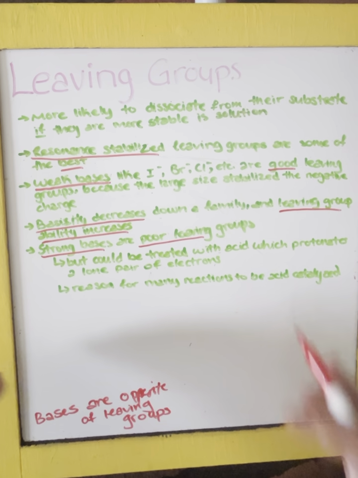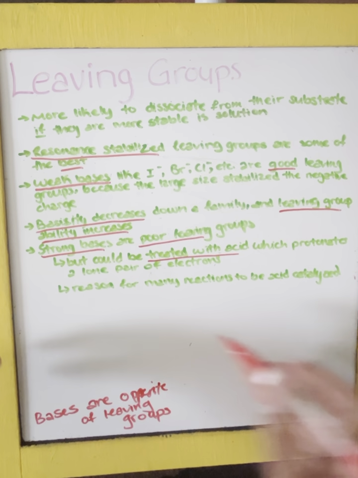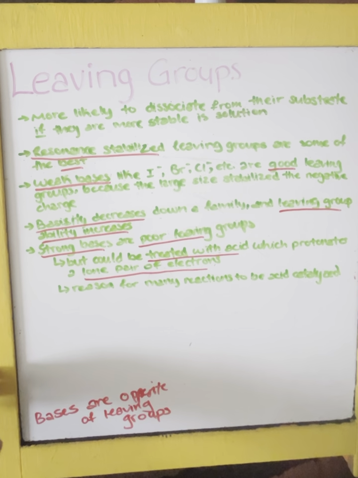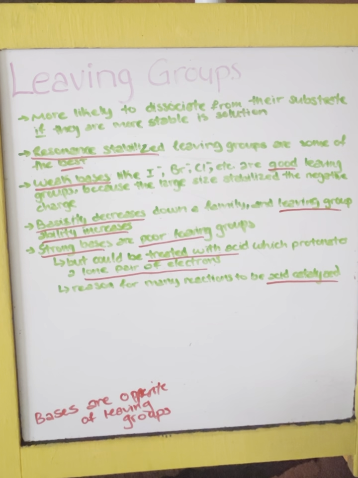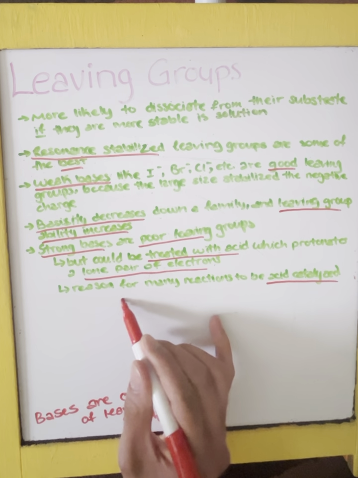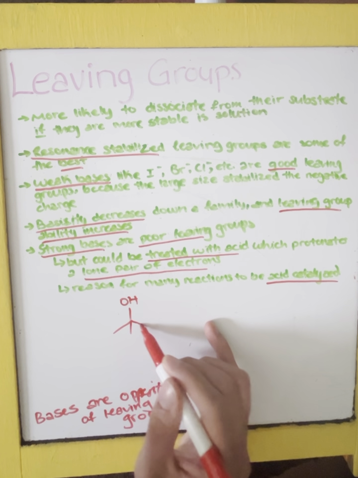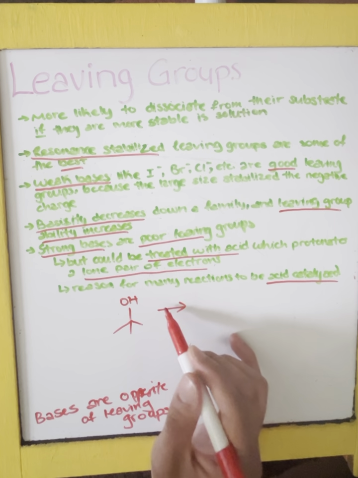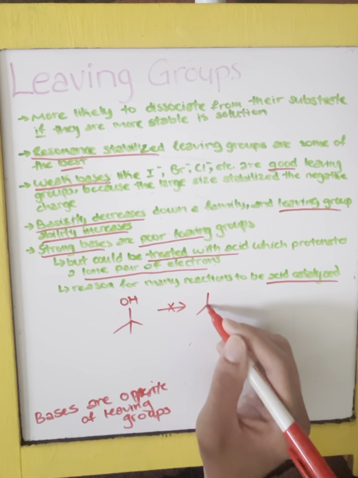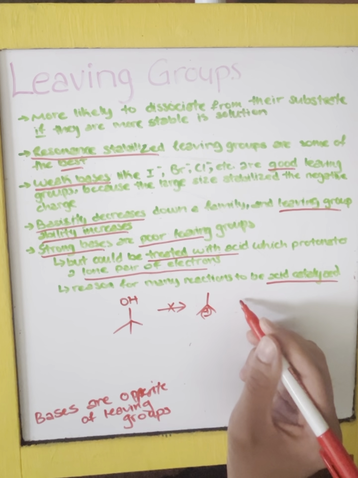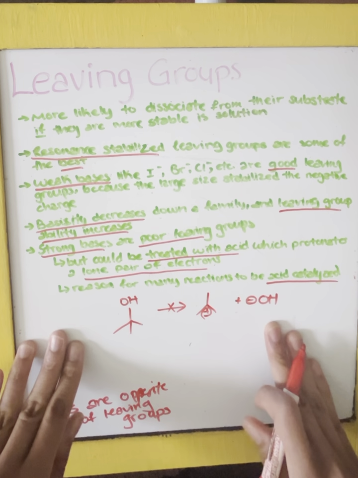To make them a leaving group, we could treat them with acid, which protonates a lone pair of electrons, and that is the reason for many reactions to be acid catalyzed. So let's think about an example. We have OH, and we can't really get this to become positive over here plus a negative OH group. So this is really difficult.